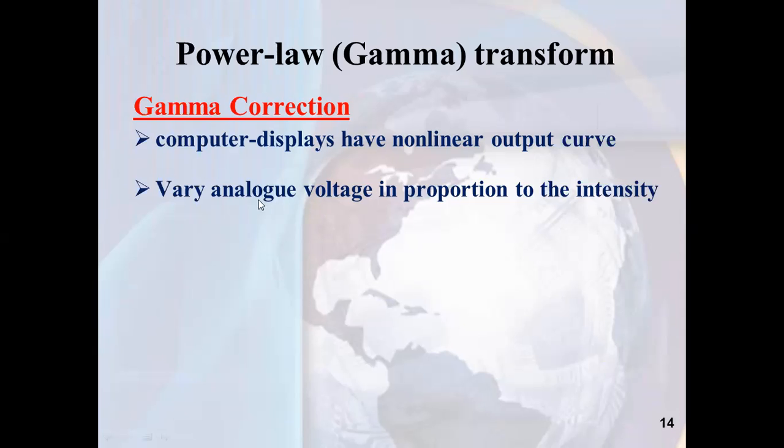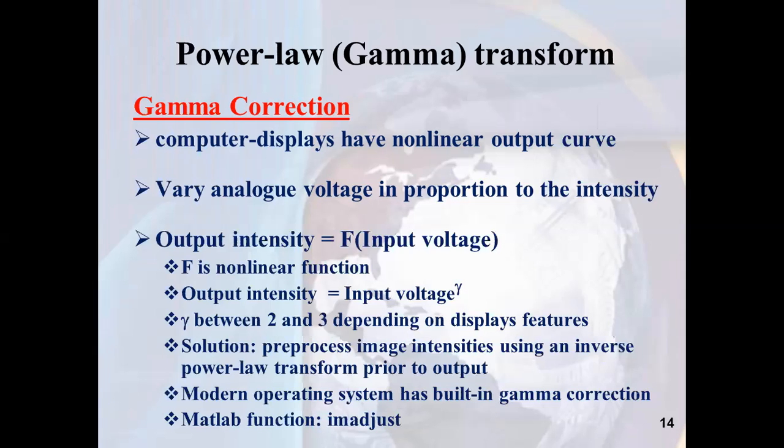Why? Because the analog voltage is varying in proportion of the intensity. Then the analog voltage I want to convert to digital voltage by using quantization. So the output intensity is a function of input voltage, and of course F is non-linear. So the output intensity is the input voltage power gamma, and gamma is between 2 and 3 depending on display features. So this is the idea.